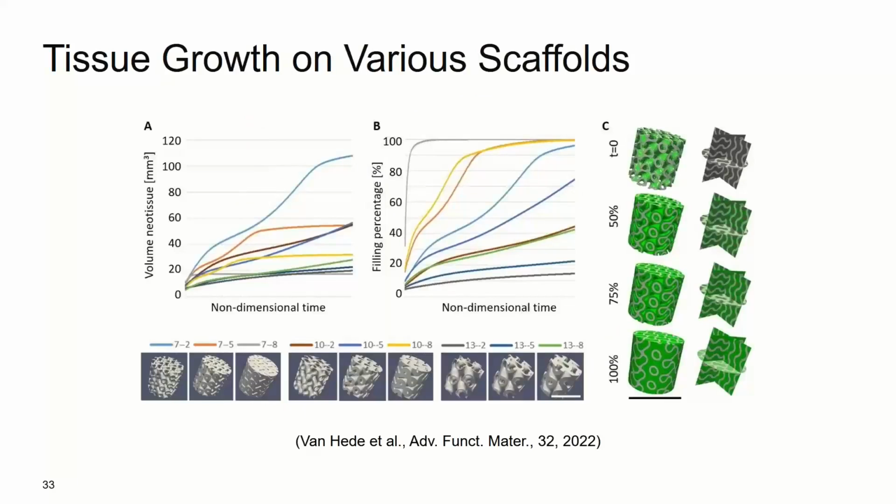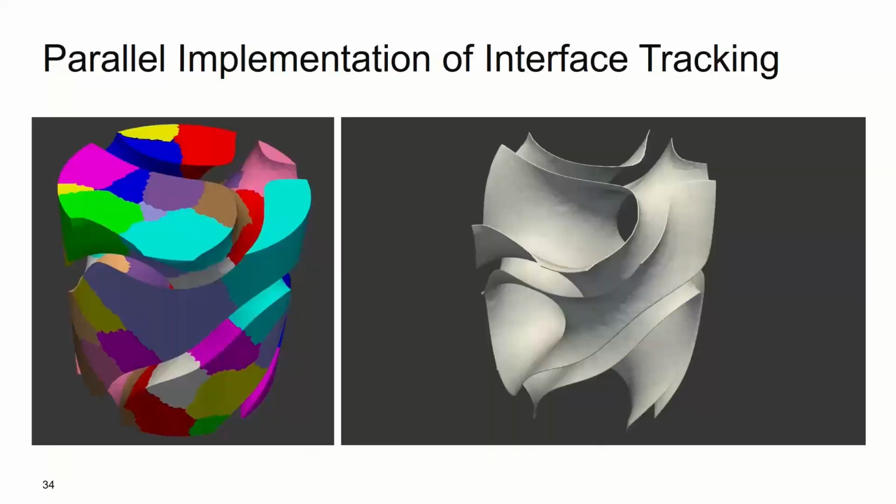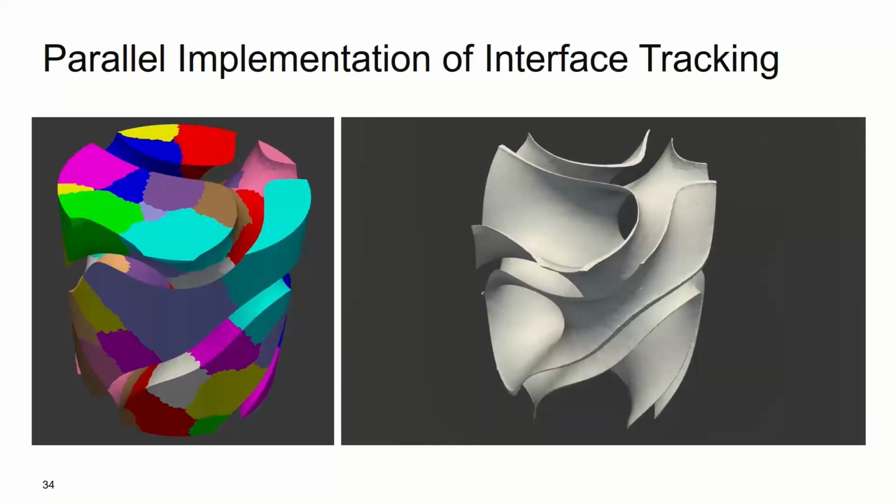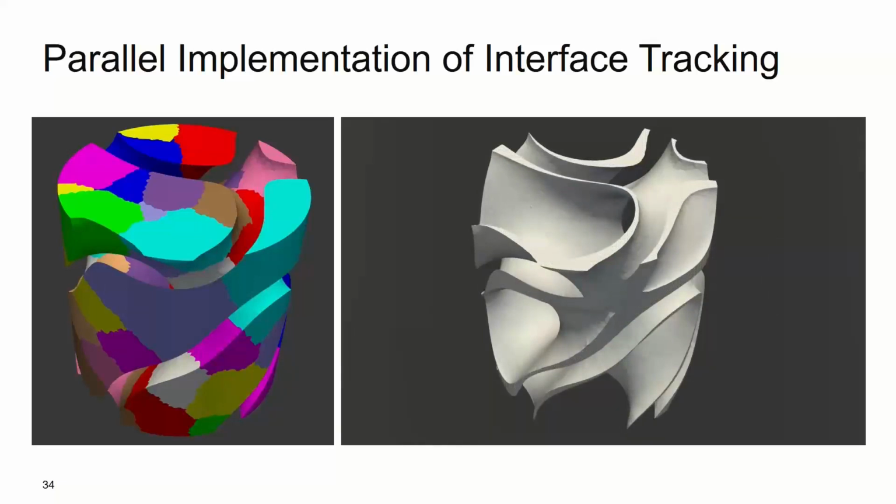As you can see here, we can also investigate the effect of the geometry on the rate of tissue growth on the different types of scaffolds. And as I said, I will discuss parallel implementation later, but this is the way that we decompose the mesh, as depicted on the left, into different subpartitions, and as a result, we will have faster simulations. So as you can see, it grows faster in regions with higher curvature.